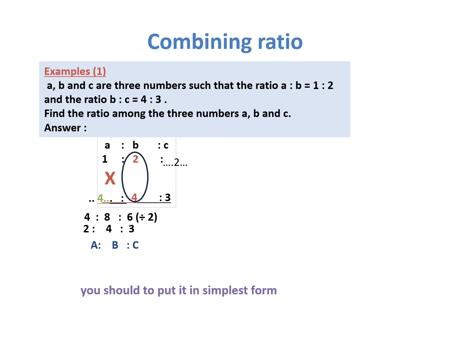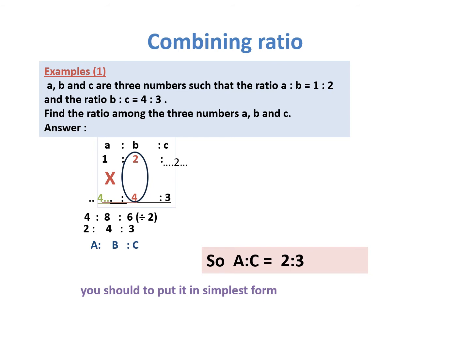We have to write the letters down again to check it's a combining ratio. We have two ratios and we got them in one ratio. Now we have A to B to C. A equals 2, B equals 4, C equals 3.